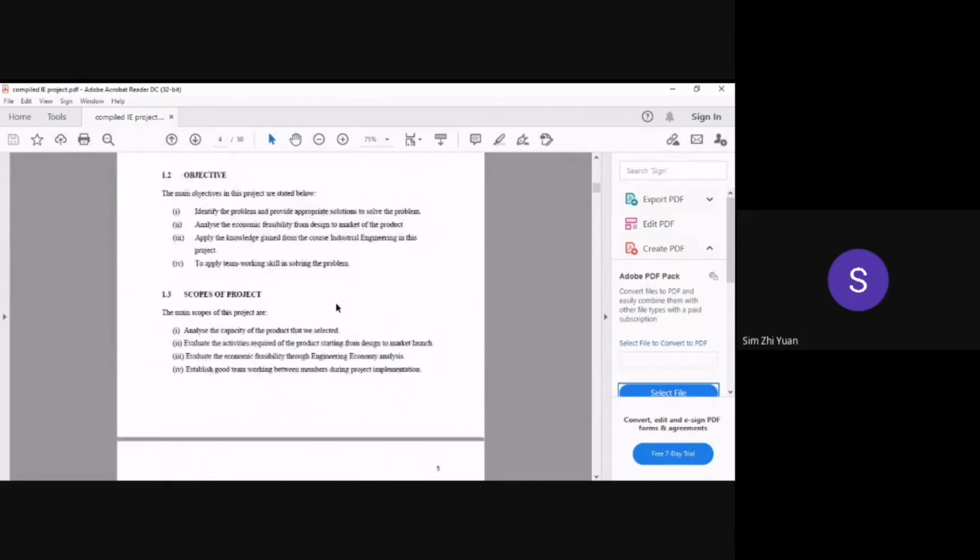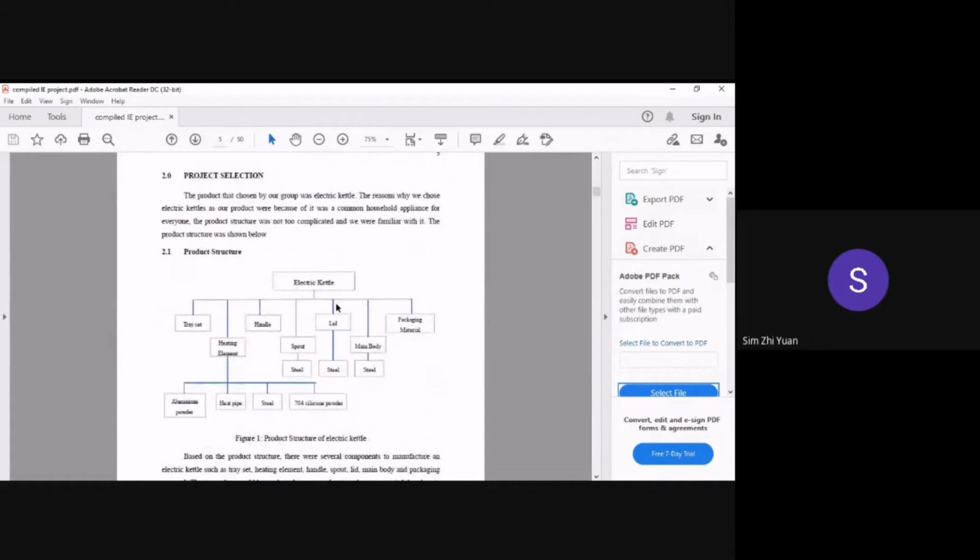Okay, so this is the product structure. We chose the electric kettle, and the components that make up the electric kettle are tray set, heating element, handle, spoke, lid, main body, and packaging material.